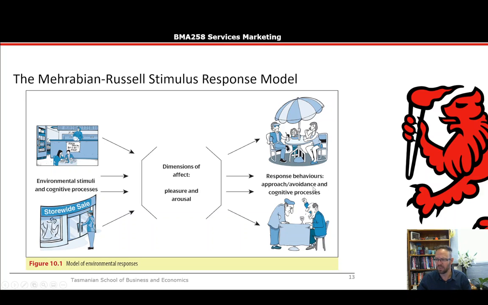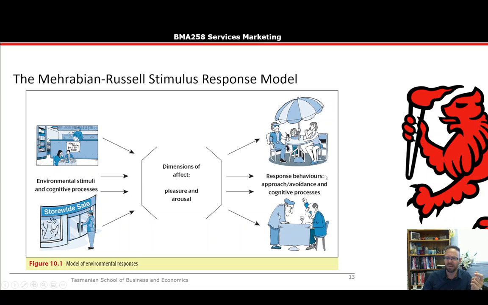In the other situation, if you go to a cafe and it's got a very nice smell of chocolate and coffee, and you're like, oh, this is very pleasant. So the environmental stimuli, the things that we perceive through our senses, that stimulate our senses, will have a positive reaction. The dimensions of affect then are pleasurable, so it's very nice, and our arousal is actually lifted as well.